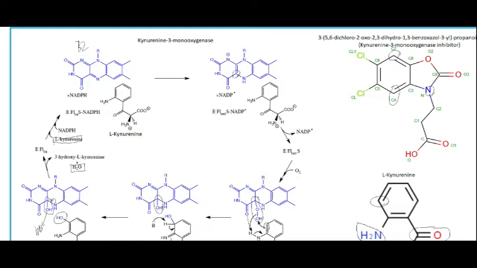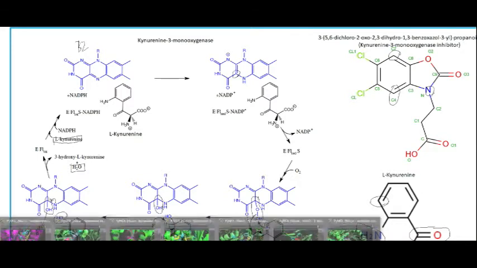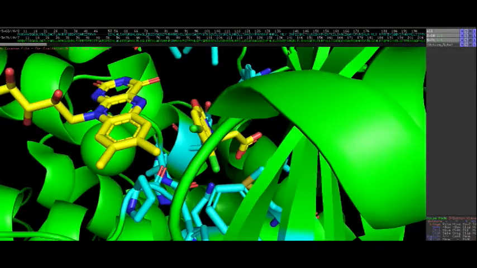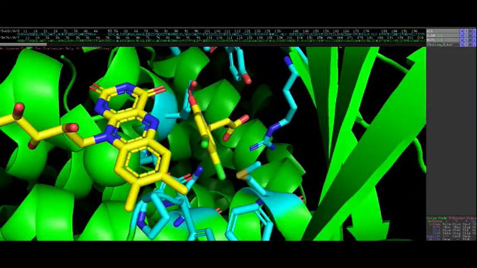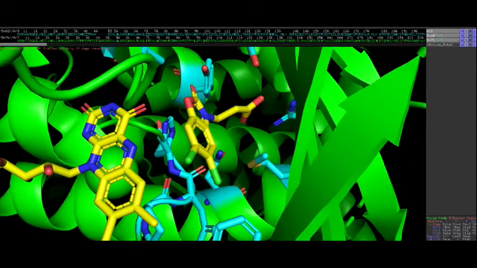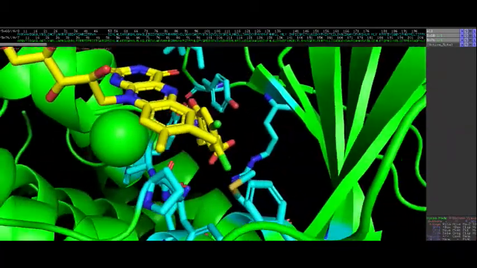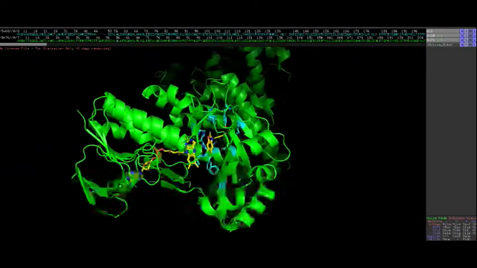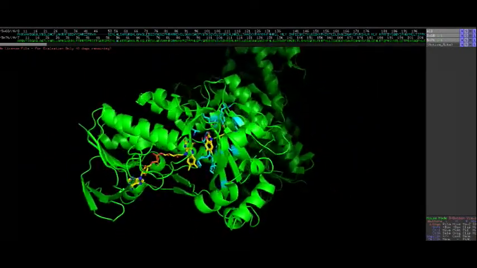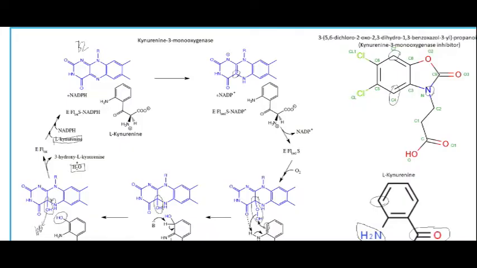But anyway, I'm not going to belabor this point too much. We can see that something similar to the kynurenine would fit in here, brought close to the FAD, and that is what we want from our enzyme.